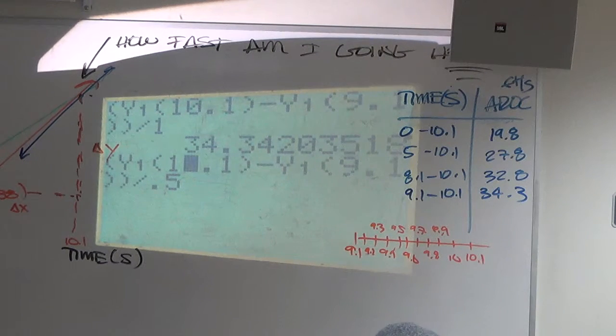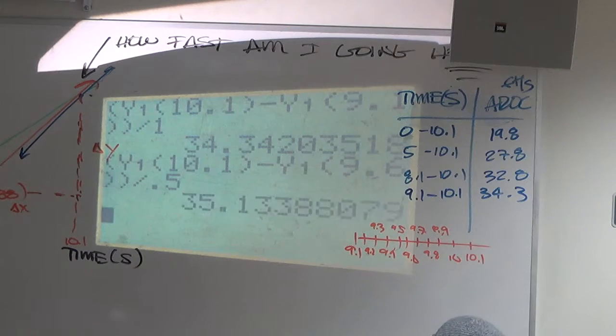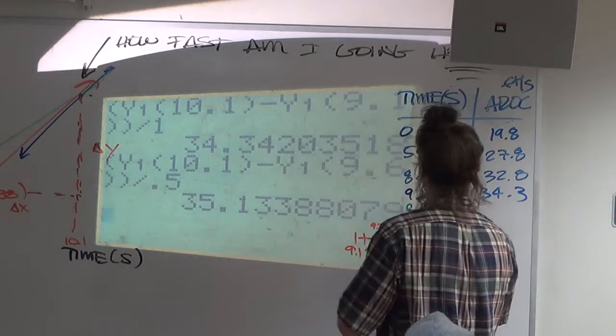0.5. Now, is that 10.1 going to change out front? Never, because that's your reference point. You're ending at that time of 10.1 comma 200. The 9.1 has to change, doesn't it? What time is half a second before 10.1? 9.6. So this guy out here has to become 9.6, yes? That's a half second before 10.1. Press enter. I'm going 35.1 feet per second. Yep.